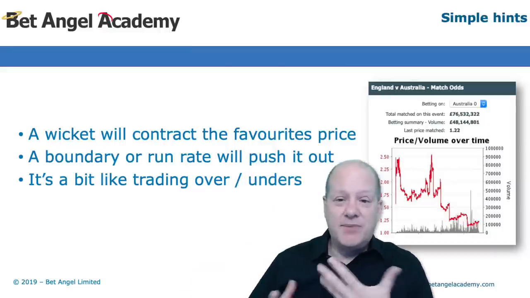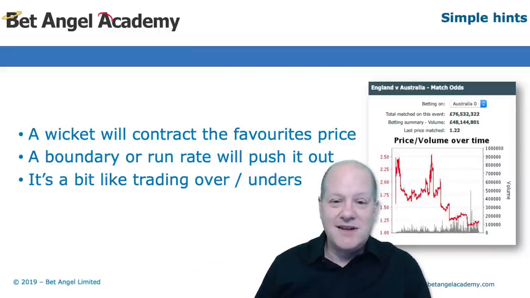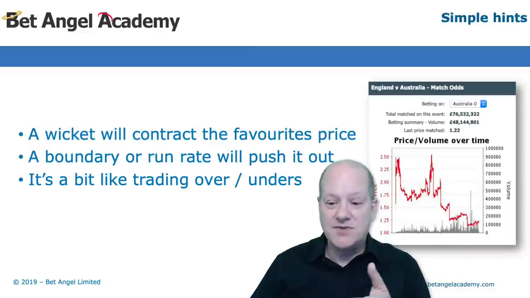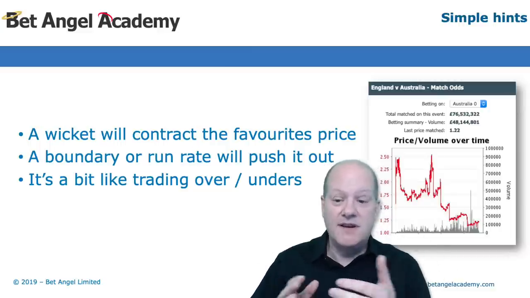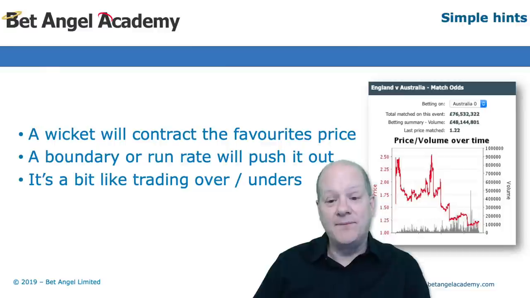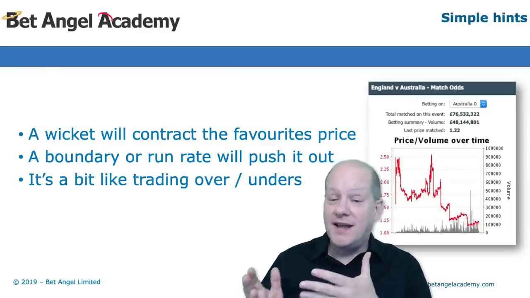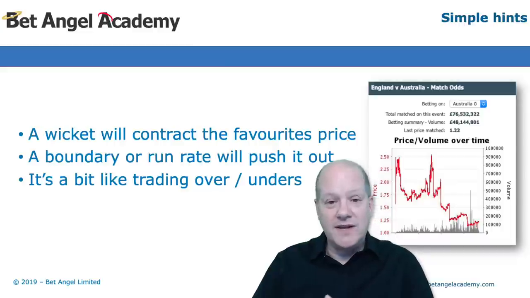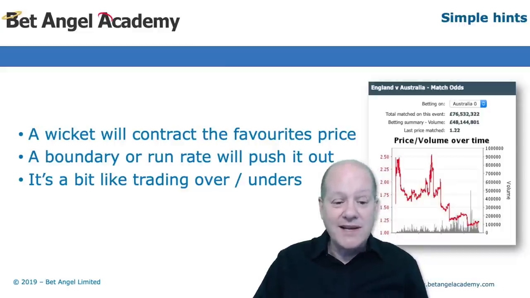So let's give you some simple hints in terms of how cricket is going to trade and what you should do about it. In this example, you can see the graph that I've got up is England v Australia. Australia are favourites, and England were batting. So if Australia get a wicket, then it pulls the price in. And also wickets would contract the run rate at which England could score for their remaining overs.